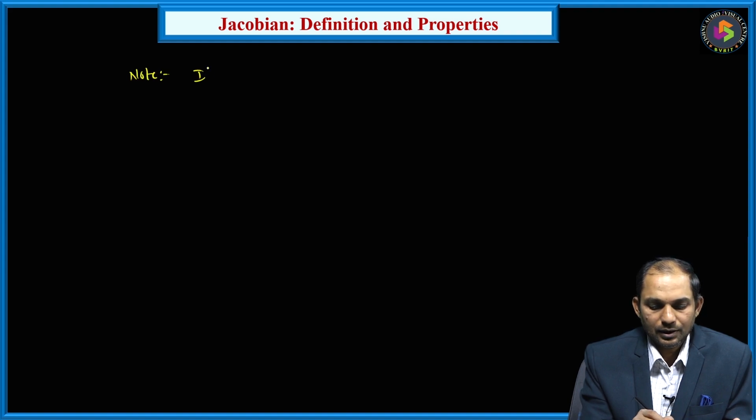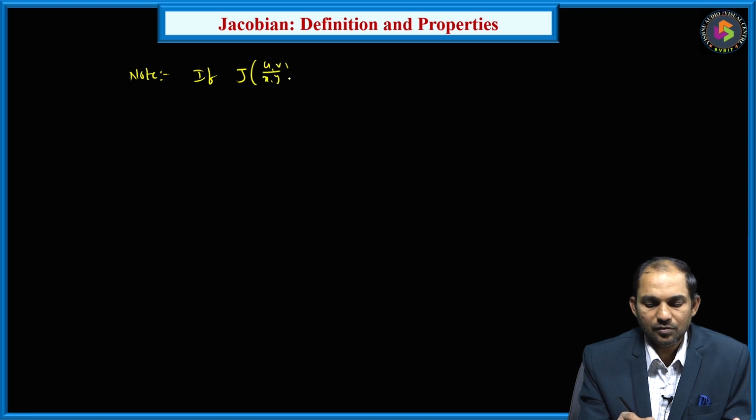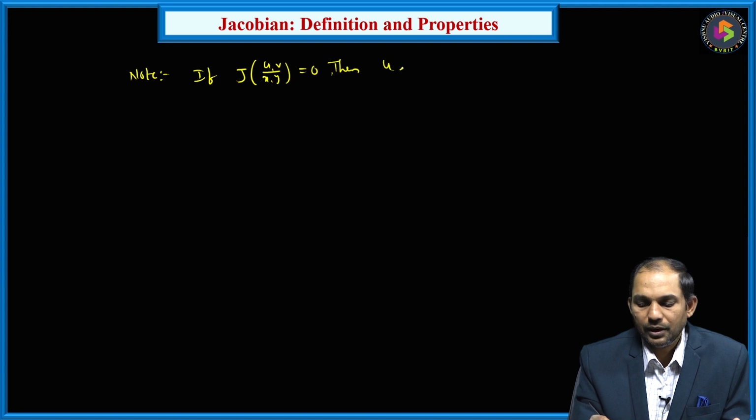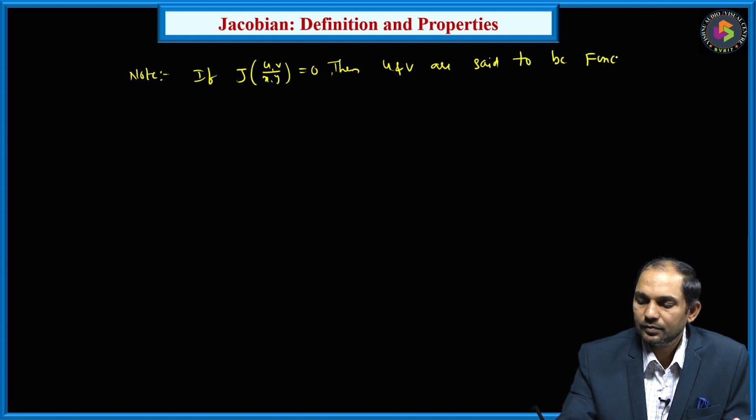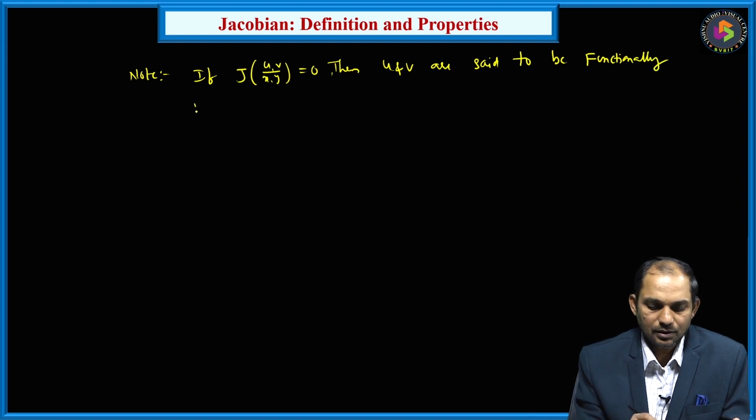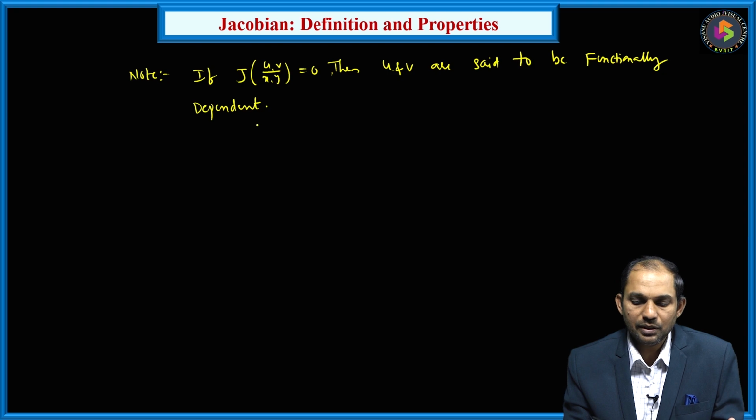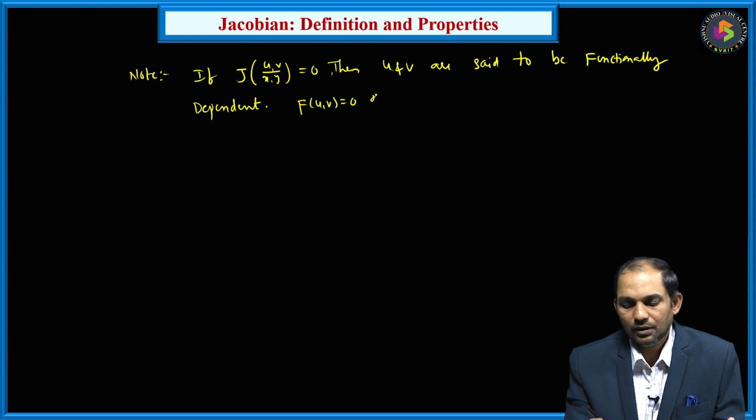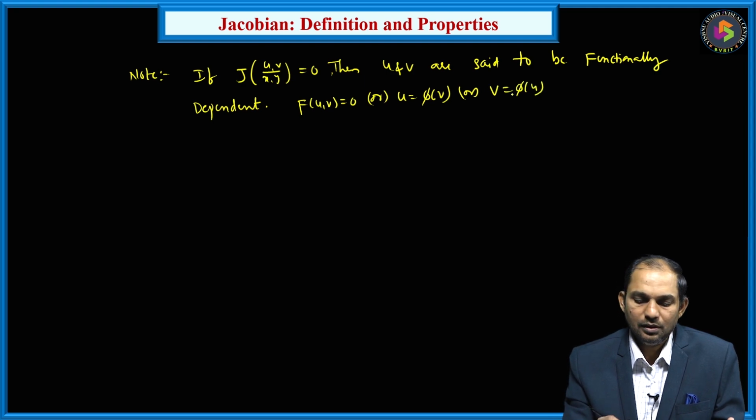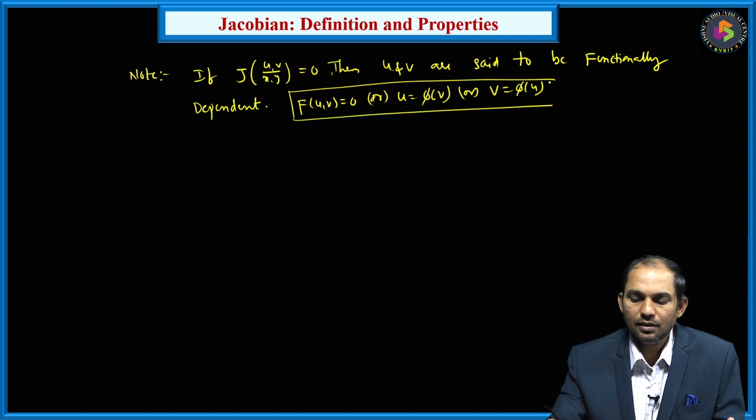Note, if Jacobian of u comma v with respect to x comma y is equal to 0, then u and v are said to be functionally dependent. In this case, we have to find out the functional relation between them. So u and v are said to be functionally dependent if the Jacobian vanishes. If the Jacobian vanishes, we can get the functional relation between u and v in the form of f of u comma v is equal to 0, or u in terms of a function of v, or v in terms of a function of u.